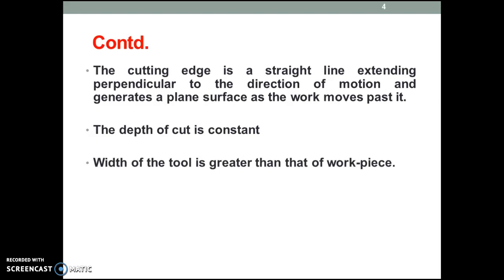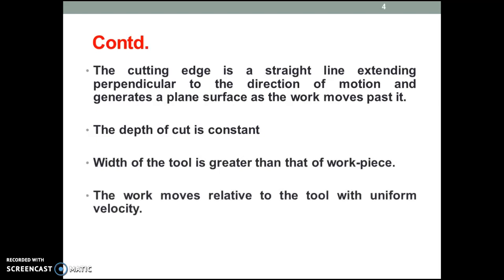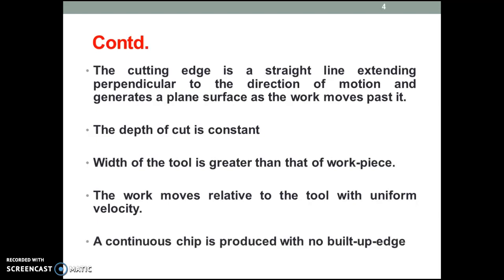The width of the tool is greater than that of the workpiece, and the work moves relative to the tool with uniform velocity. There is always a uniform velocity throughout the operation. Next, a continuous chip is produced with no built-up edge. So you will always assume that the chip produced is a continuous chip without any built-up edge. So these are the assumptions we have made before analysis of any orthogonal machining process.